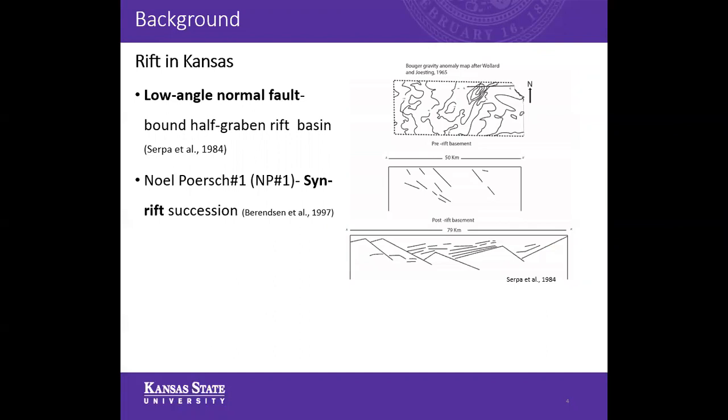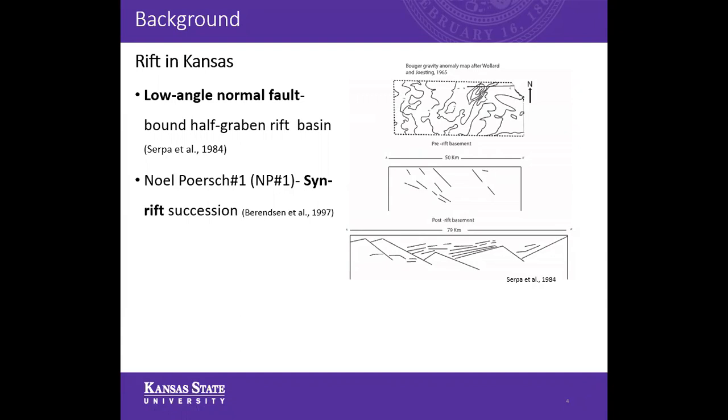Also, seismic analysis has resulted in the identification of a half-graben rift basin in Kansas, which is bounded by low-angle normal faults. The only well that goes through the rift successions in Kansas is Knoll Porch 1, which is the deepest well in Kansas. It was drilled back in the late 1980s in Washington County by Texaco. Berenson suggested that the encountered units in that well resemble syn-rift successions, meaning they were being deposited or accumulated while the rift was still active in this part.